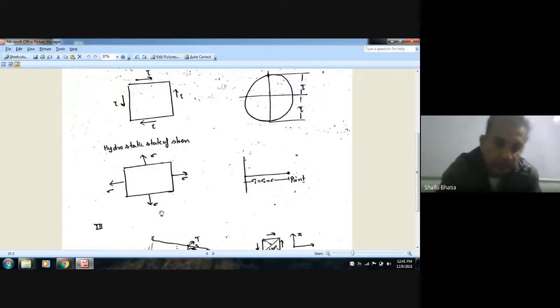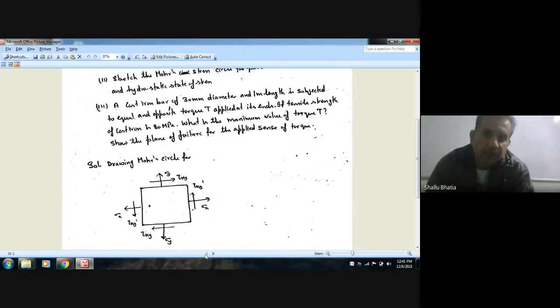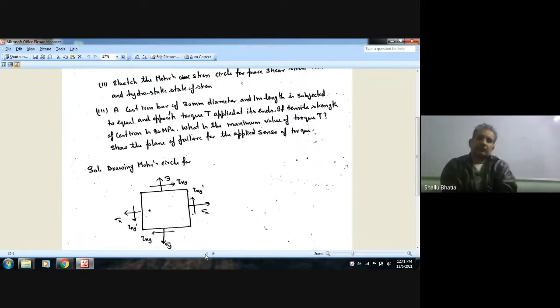Now the third question is: a cast iron bar of 30 mm diameter and 1 meter length is subjected to torque T. The ultimate tensile stress, or tensile strength, of cast iron is 80 MPa. So you have to find out the torque and show the plane of failure.